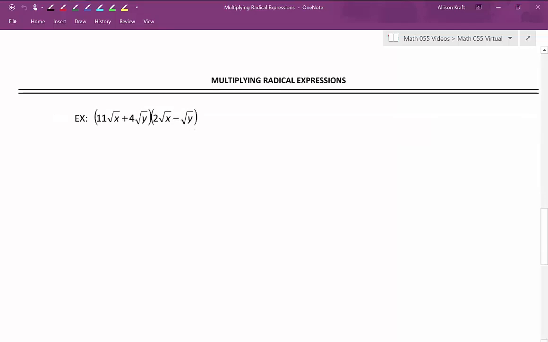Next, let's multiply. We have two binomials here. 11 square root of x plus 4 square root of y times 2 square root of x minus square root of y. Even though these expressions have radicals, it's no different than multiplying any two binomials together. We're going to do repeated distribution. Maybe you like the word FOIL.